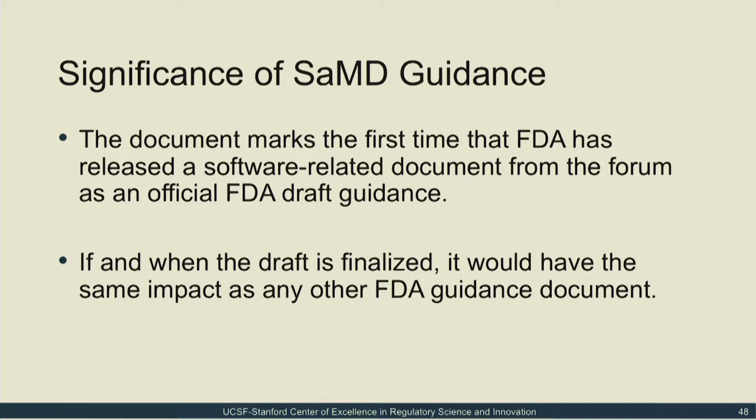Now, the second reason, which I did not mention before, is that the document marks the first time that FDA has released a software-related document from the forum as an official FDA guidance, which, if and when finalized, would have the same impact as any other FDA guidance document. What the agency did, they simply added a simple cover page with standard guidance disclaimer language, but otherwise released the draft guidance without modification.